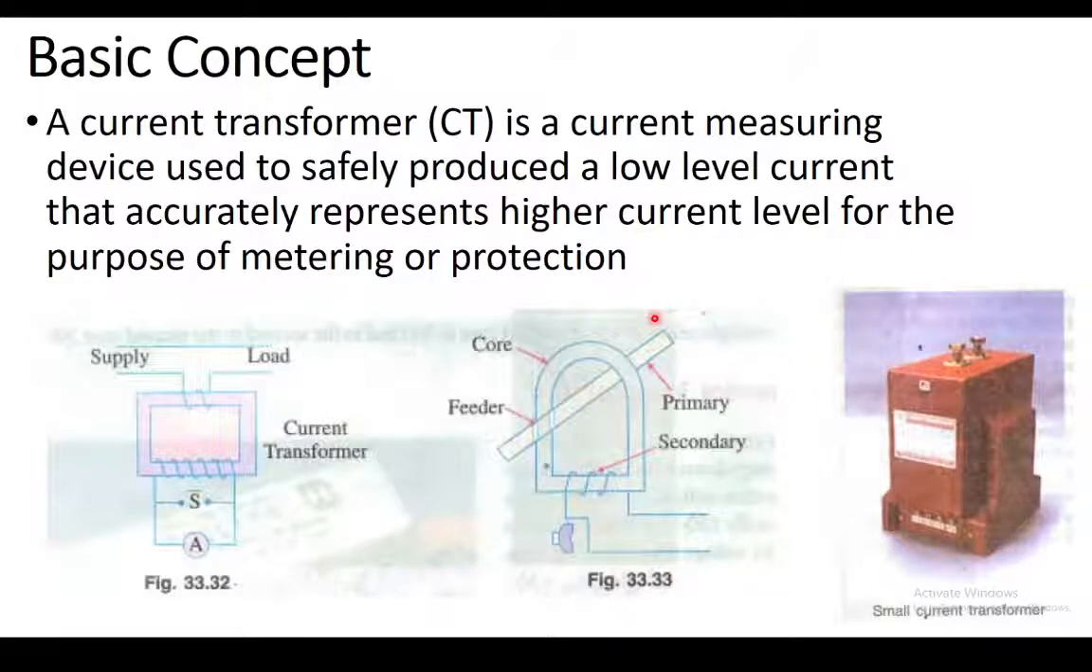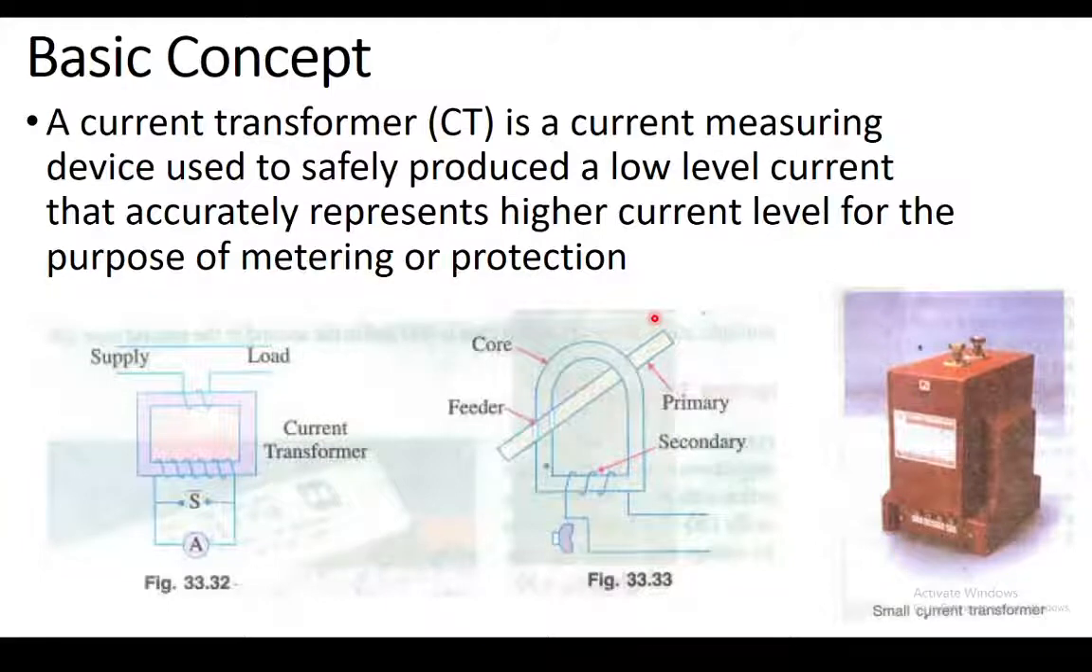So ang current transformer is a current measuring device used to safely produce a low-level current that accurately represents higher current level for the purpose of metering or protection. So, basically, ang current transformer ay isang instrument transformer na nag-i-step down ng high value ng current punta sa low value ng current para maging suitable siya for measurement devices. So, naka-dyan yung ammeter.